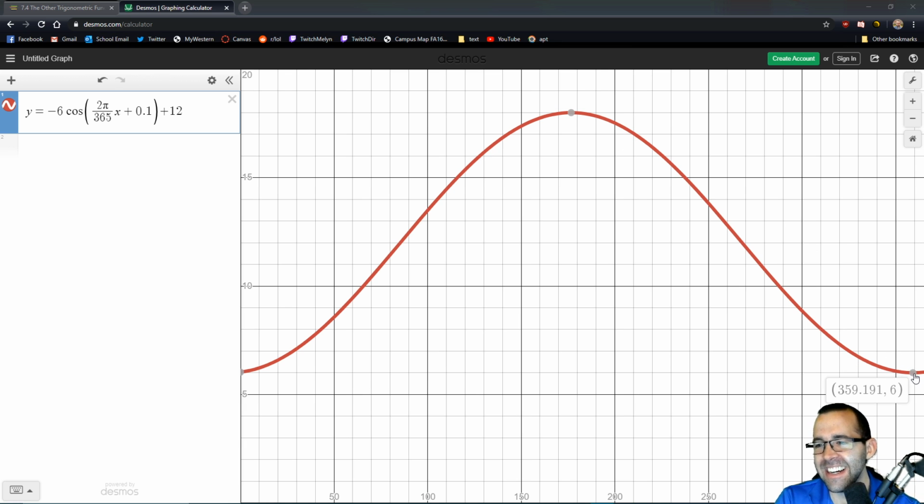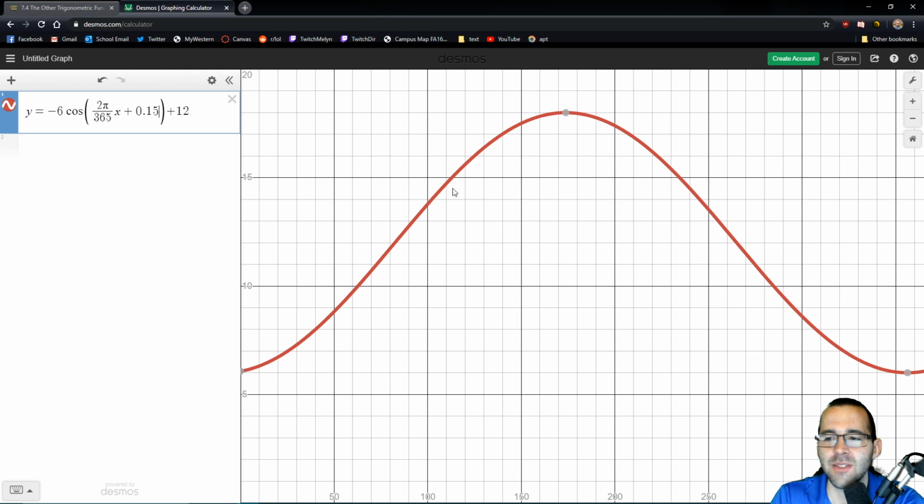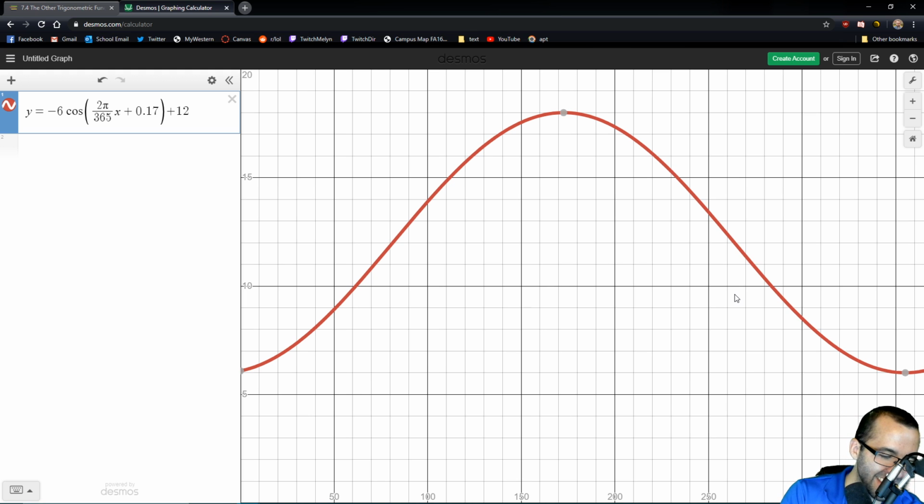Much better. Again, plus 0.1 is not actually ideal. It would need to be like 0.15 or something. All right. So winter solstice is like around the 15th or something. But anyway, it's just a model. It doesn't mean to be a perfect model. Anyway, that's kind of funny.